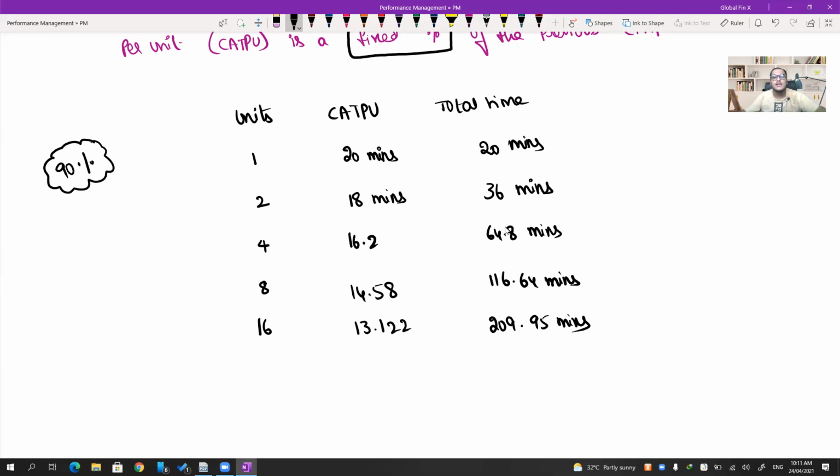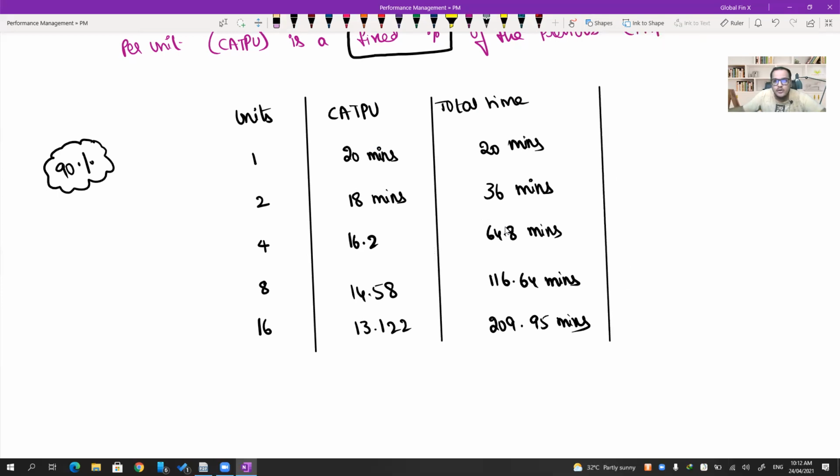Can you now explain to us how we need to understand this particular table? Now, very simple. Cumulative average time per unit tells you the total average time per all the units together. For the first unit, you took 20 minutes. For 2 units, you took 36 minutes. Essentially, for the second unit, you took how much time? From this table, can somebody tell me what is the time taken for the second unit? Only the second unit.